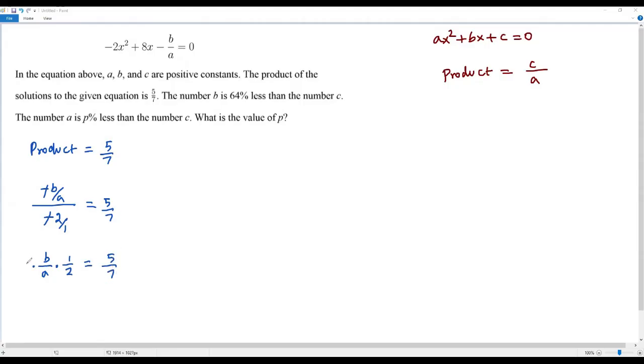Now let me multiply both sides of the equation by 2 to get rid of the denominator 2 over here. Then this 2 will cancel out. b over a times 1 is b over a. On the right side, 5 times 2 is 10. That is, we get 10 over 7.